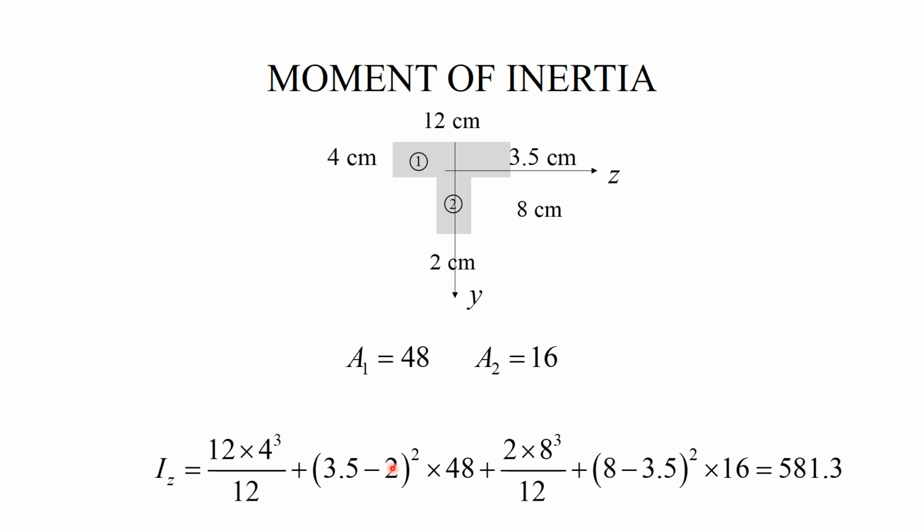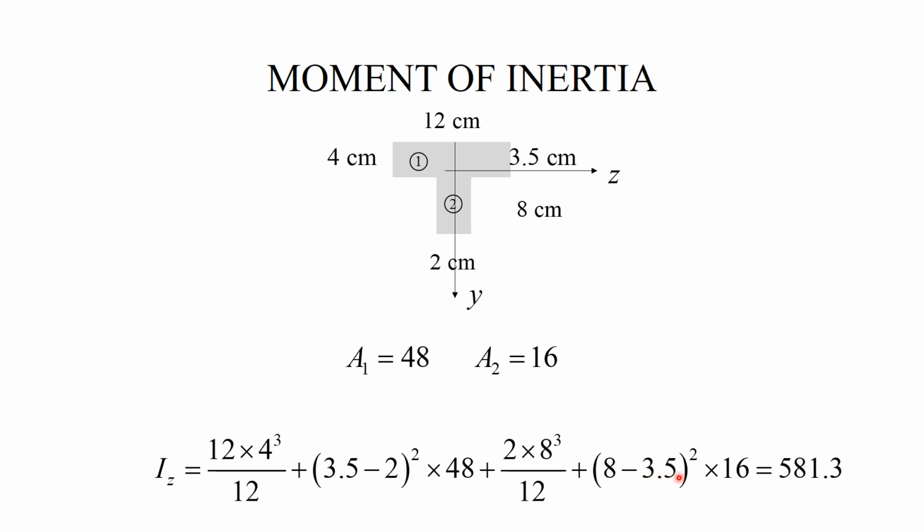3.5 minus 2 squared times 48, the area of the flange. Now I go to the web. 2 times 8 cubed divided by 12. That's the moment of inertia of the web with respect to its own z-axis.